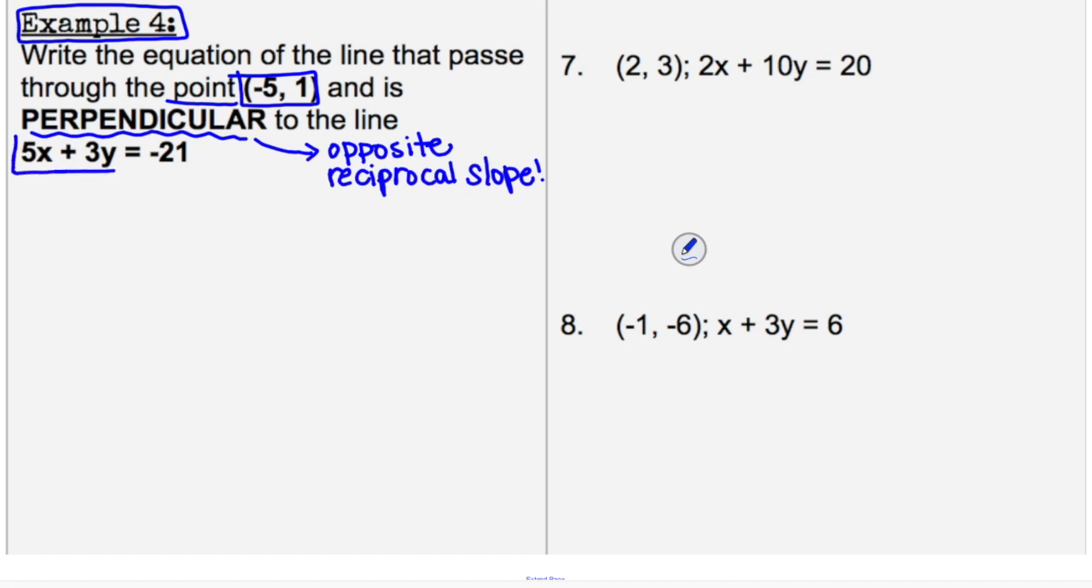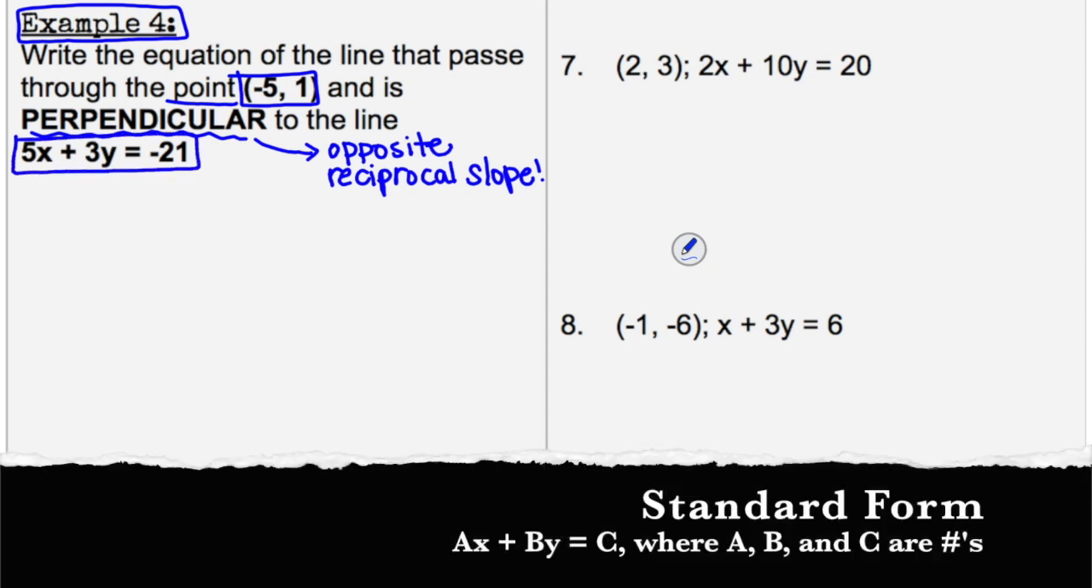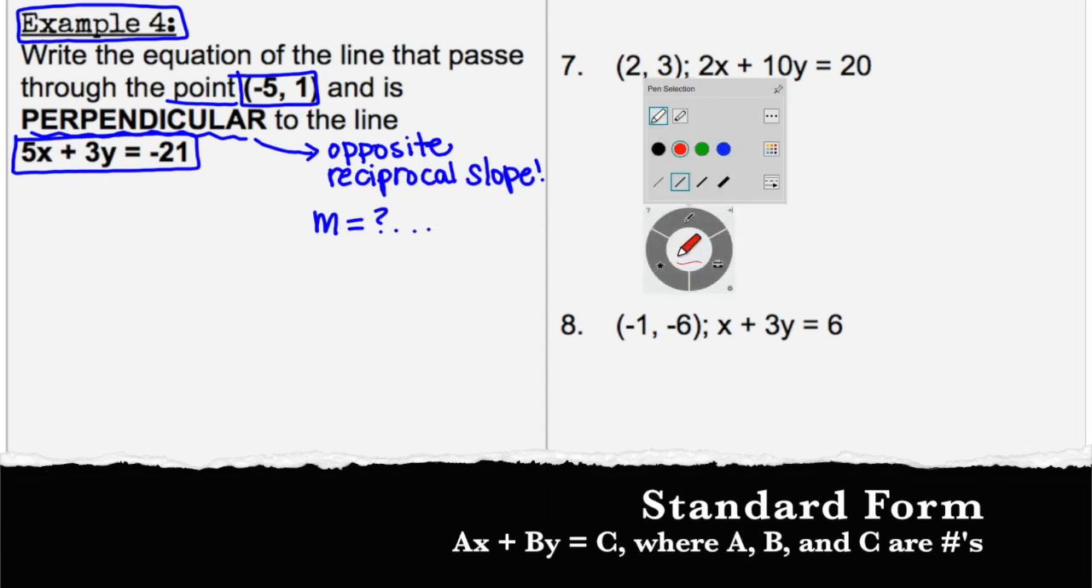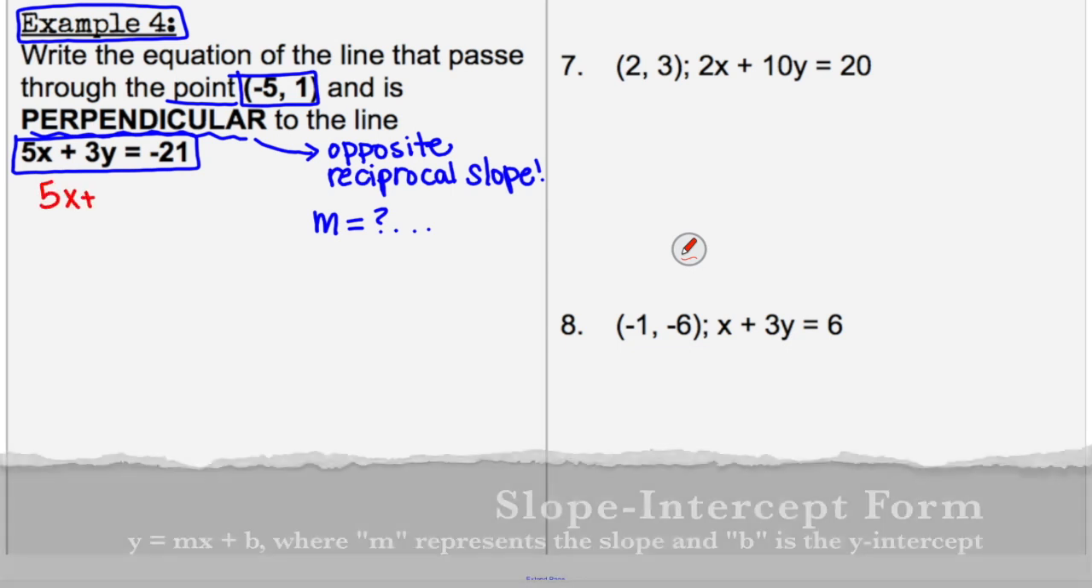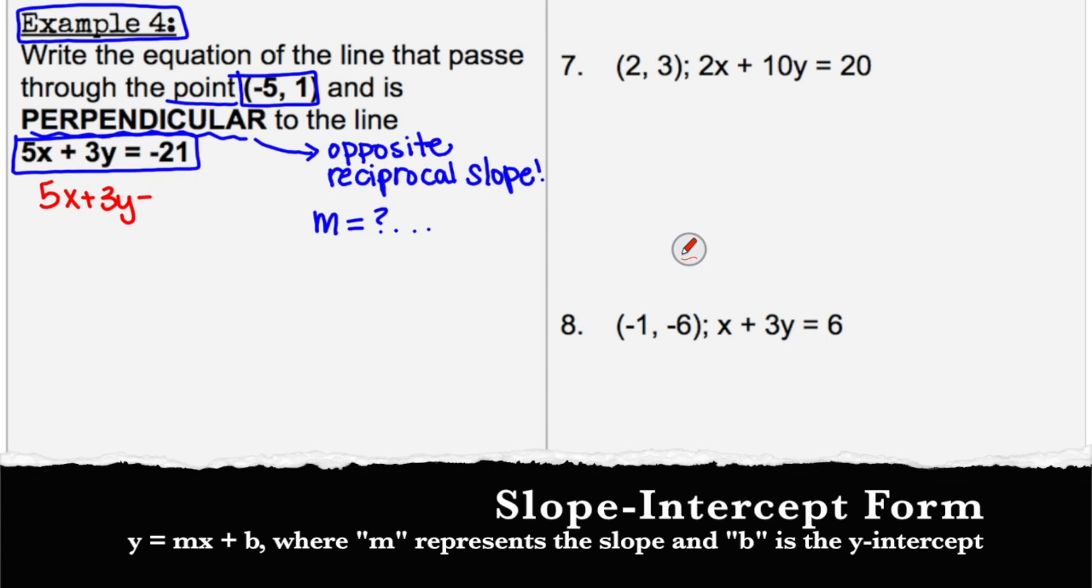Looking at the equation that we have, 5x plus 3y equals negative 21, it starts to be unclear what our slope is going to be because it's in standard form. So what we need to do first is change this from standard form to slope-intercept form, which means we need to get the y term completely by itself on that left side. So you're going to start by taking away the x term from both sides.